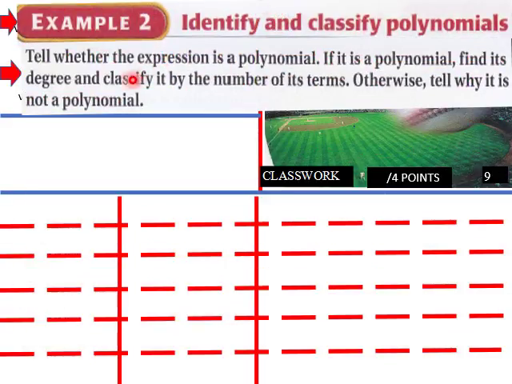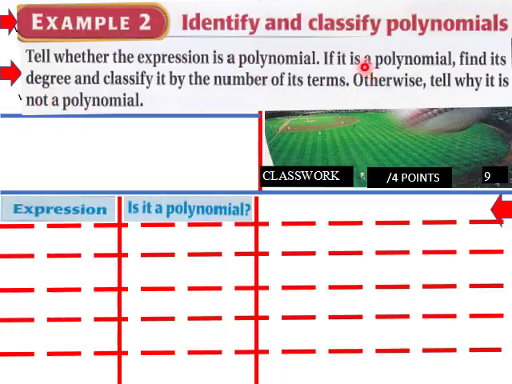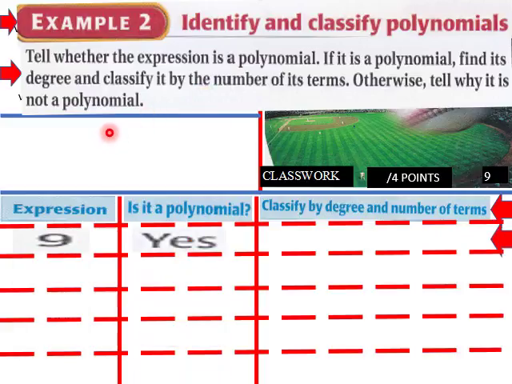Identify and classify polynomials. Tell whether the expression is a polynomial. If it is a polynomial, find its degree and classify it by the number of its terms. Otherwise, tell why it is not a polynomial. Expression, is it a polynomial? Classified by degree and number of terms. 9. Yes, it's a polynomial. Its degree is 0 because it's a constant, so we have a 0 here.